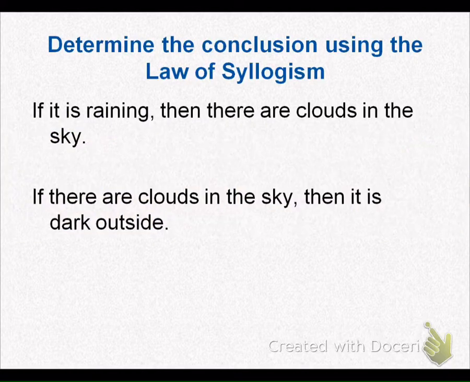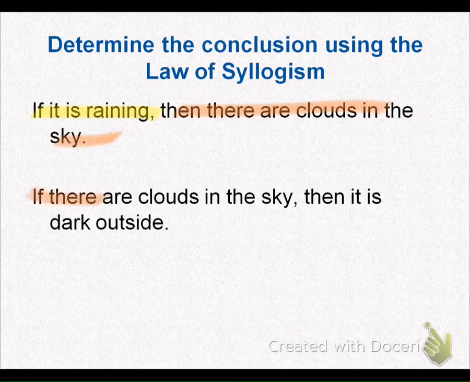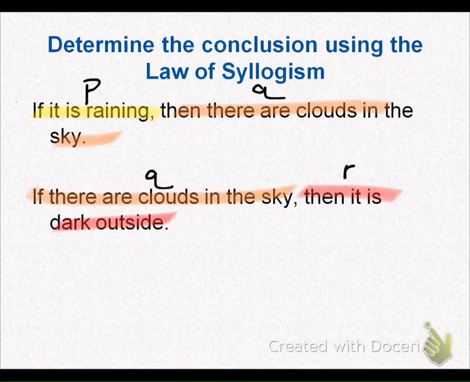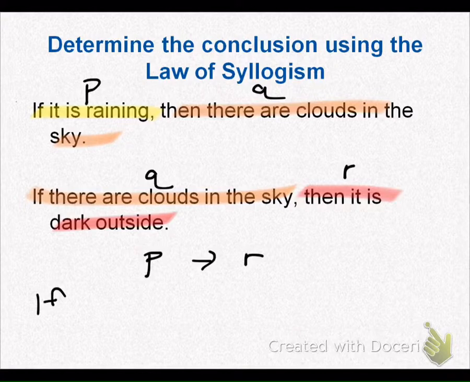So let's look at an example of that. If it is raining, then there are clouds in the sky. If there are clouds in the sky, then it is dark outside. So what could be my logical conclusion here? This is almost like that string of conditionals we did in class the other day, right? The law of syllogism says if P then Q. If Q then R, therefore if P then R. What would P then R be here? Remember, if this was P, this was Q. This was Q, this was R. Therefore the law of syllogism says P then R. Exactly. It would be if it is raining, then it is dark outside.